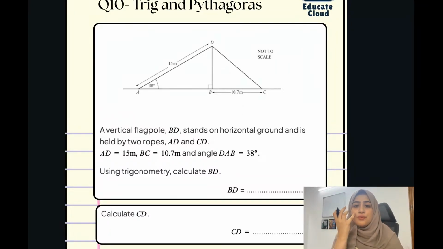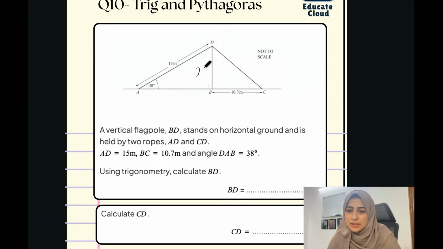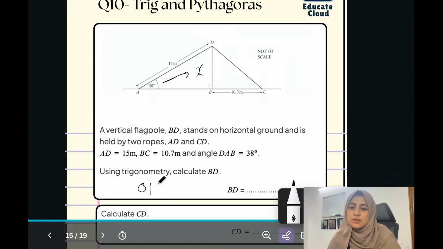So it says a vertical flagpole BD stands on a horizontal ground and is held by 2 ropes, AD and CD. Okay, AD is 15 meters. CD, we don't know CD. BC is 10.7. Okay. Angle DAB is 38. So use trig to calculate BD. Now, according to this it is opposite and hypotenuse. So let's write opposite and hypotenuse.